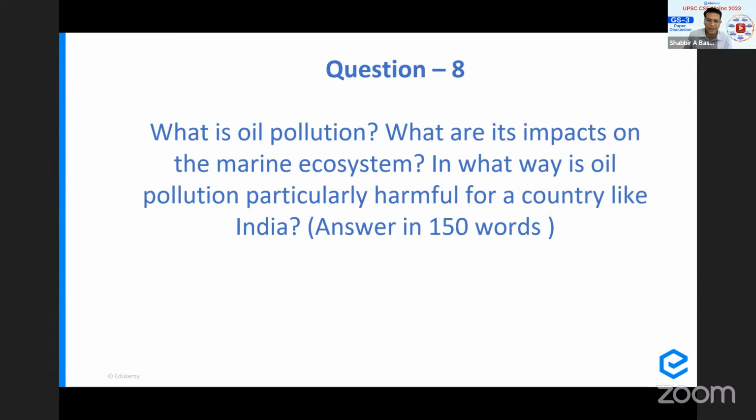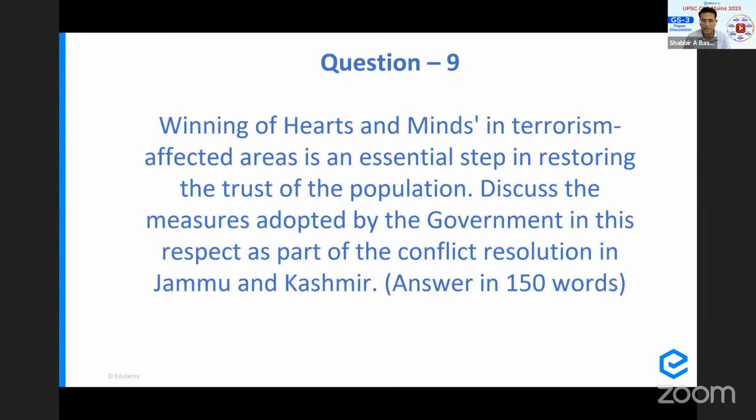We have a question, question number 9. Question number 9 is: winning the hearts and minds in terrorism areas is an essential step in restoring the trust of the population. Discuss the measures adopted by the government as part of conflict resolution in Jammu Kashmir. Now, see, I'll take this question up because it is about security issues. I think this was an expected question.